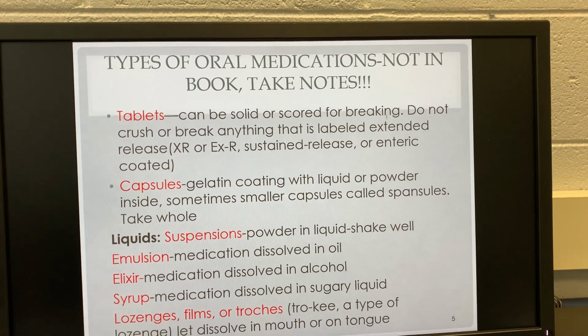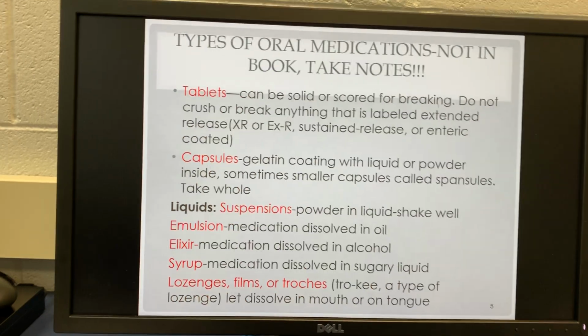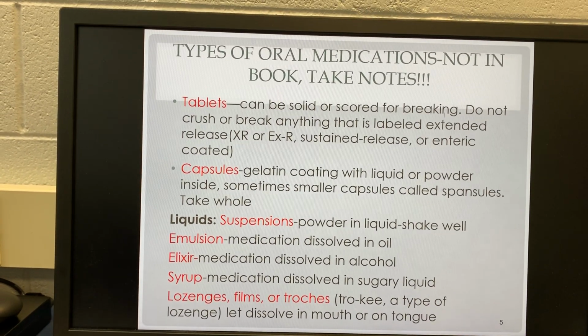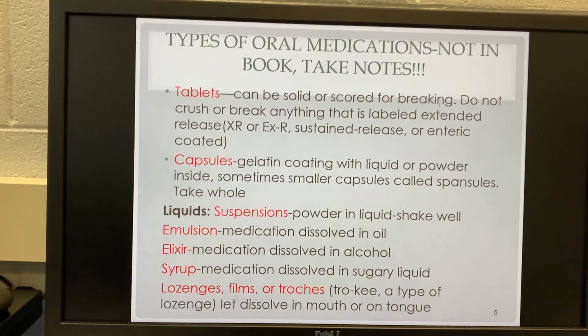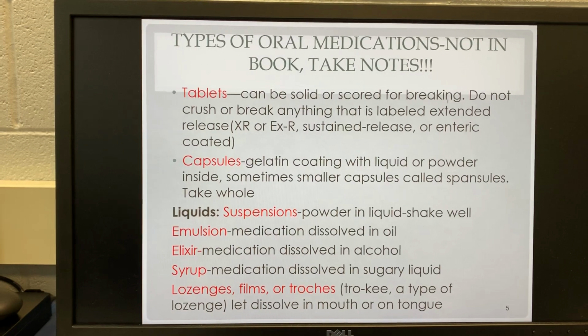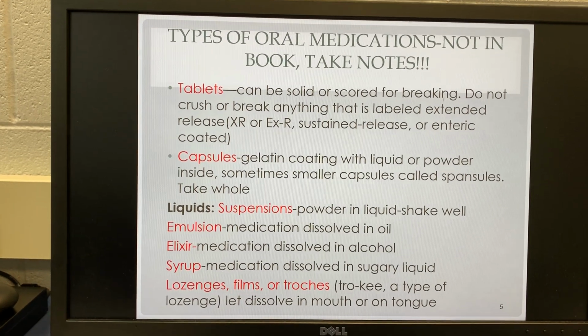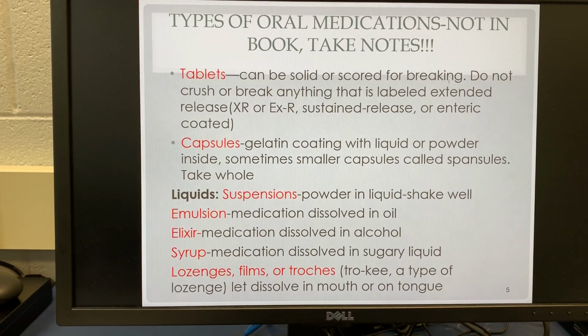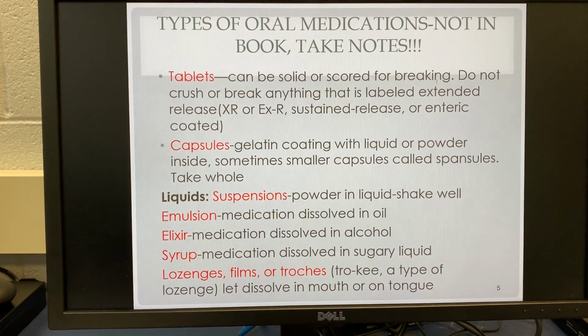An enteric coated capsule protects your stomach lining. It's designed to break down in alkaline surroundings rather than acid, and so it will stay solid until it passes into your small intestine, where it will break down then, and that protects the lining of the stomach. A lot of aspirin is enteric coated.